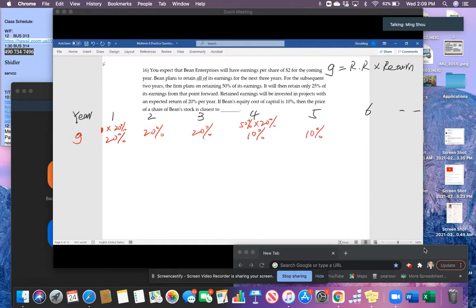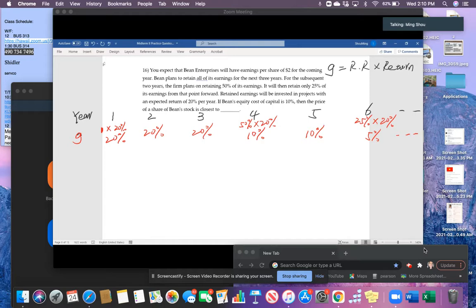But again, things changed in year 6. From year 6, the retention rate is reduced to 25%. It will only retain 25% of its earnings for reinvestment. So the retention rate of 25% multiplied by the return on the new investment, still 20%, would equal 5%. Then 5%, 5% forever. So this growth rate is the earnings growth rate.